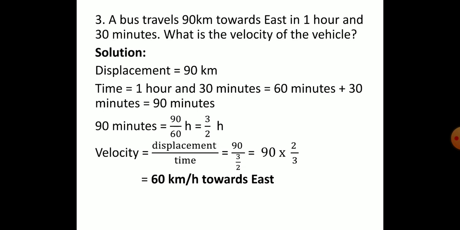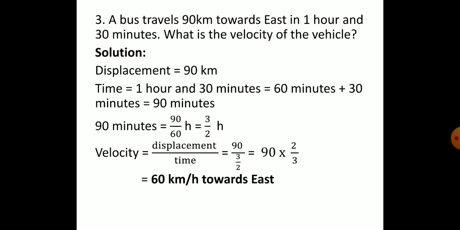Now what is the time? The time is 1 hour and 30 minutes. How many minutes are there for 1 hour? 60 minutes. So I put 60 minutes, and 30 minutes. And means I have to add. So I'm going to put one plus sign and add 30 minutes. So I'll be getting 90 minutes as total.